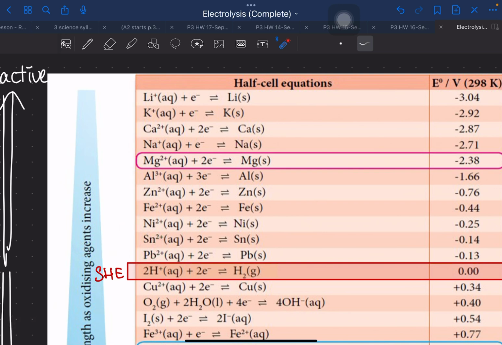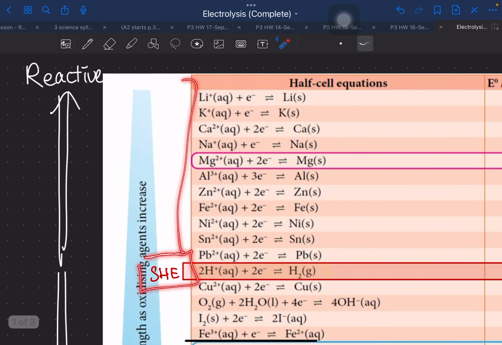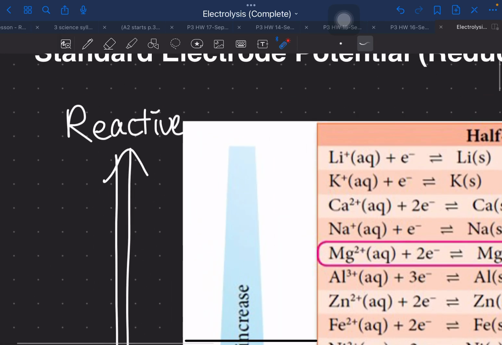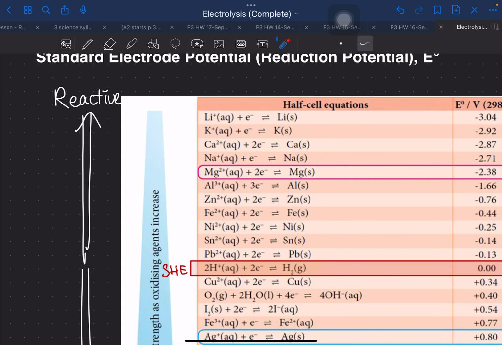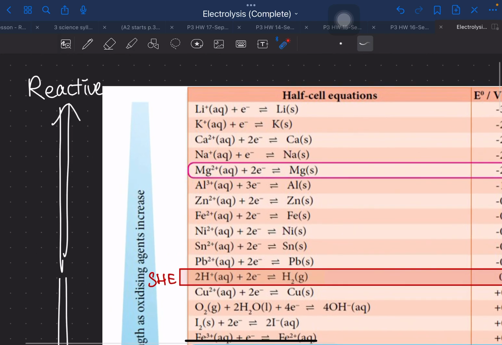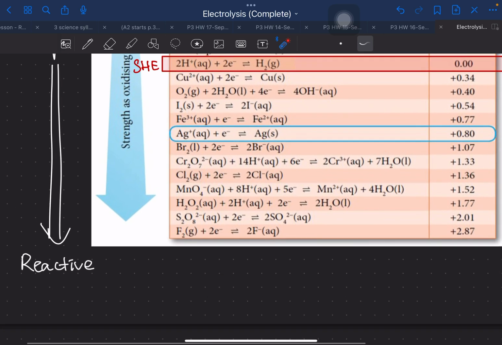So a small trend I can see is, from the standard hydrogen electrode upwards, for the ones with a negative electrode potential, the more negative your values are, the more reactive the element is, and the less negative the values are, the more stable, relatively, the element is. The same applies to the bottom half of this table. Fluorine, we know, is a very reactive gas.